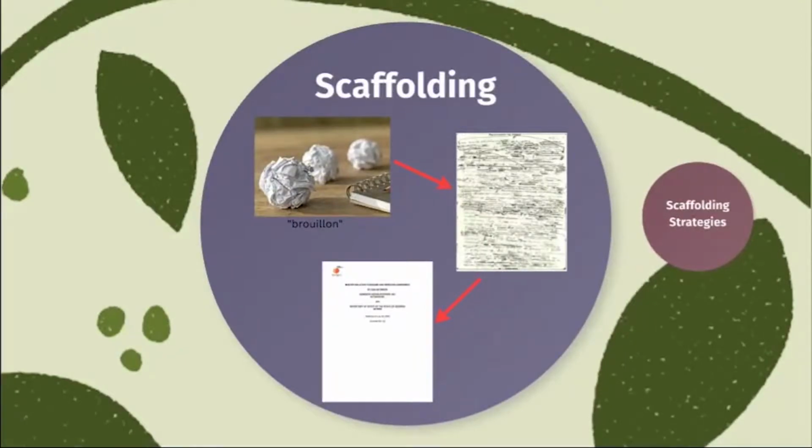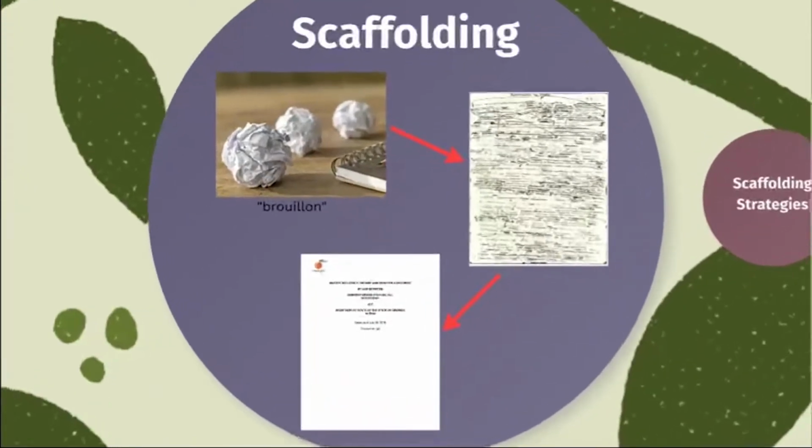Scaffolding. We all make mistakes in the first draft. This is part of the writing process. Break down writing assignments into multiple stages, especially for high-stakes writing. This helps students correct their mistakes on their own and makes your job easier.